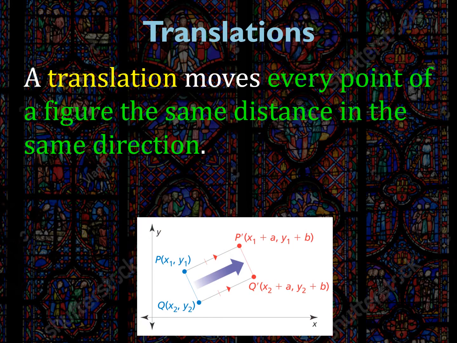Now the specific type of transformation we're doing in 11.1 is called translations. A translation moves every point of a figure the same distance in the same direction. So imagine a rectangle on a sheet of paper or a triangle. All you're doing is moving it up and down, left or right. You're not rotating it, you're not spinning it, you're not reflecting it, you're not doing anything else to it except moving it. You're not changing its direction. All you're doing is moving it.